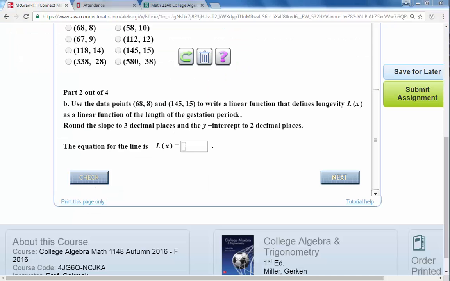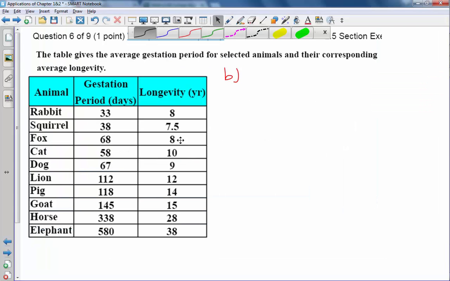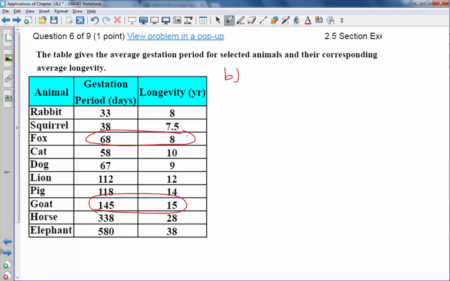All right, can somebody memorize these? 68, 8, 145, 15. Oh, it looks like they are using these two. 58, 8. No, 68, 8. Which one was it? 68, 8. So they used this dot, and what was it, the other one? They used goat and a fox to relate pregnancy and longevity of animals. Okay. How? You need a line equation, in other words, y equals mx plus b.